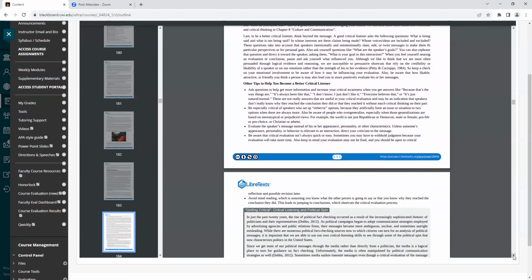Last, to be a better critical listener, think beyond the message. A good critical listener asks the following questions: What is being said and what is not being said? In whose interests are these claims being made? Whose voices and ideas are included and excluded? These questions take into account that speakers intentionally and unintentionally slant, edit, or twist messages to make them fit particular perspectives or for personal gain.